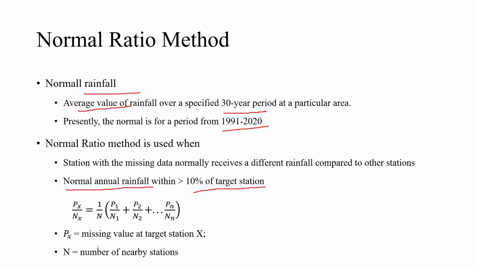And the formula for this method is Px by Nx is equal to 1 by n into P1 by N1 plus P2 by N2 plus up to Pn by Nn. Px is the missing value at target station X, which we are going to find, and n is the number of nearby stations, and Nx is the normal annual rainfall at that missing rain gauge station. And P1, P2 is the rainfall data of stations 1, 2, and N1, N2 is the normal annual rainfall of rain gauge stations 1, 2.